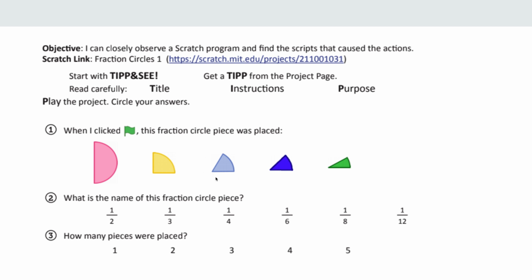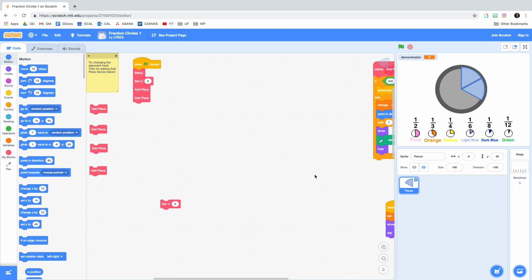For number 2, what is the name of this fraction circle piece? The answer is the fourth option, 1/6. And for question number 3, how many pieces were placed? The answer is 2.